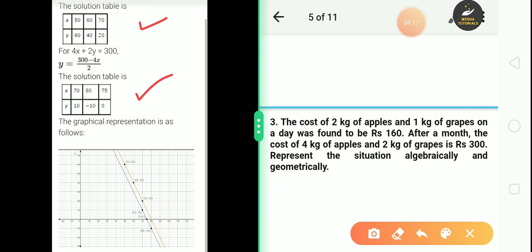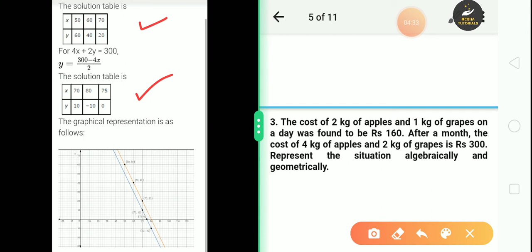Okay, so we can see that both lines are straight lines. Okay, and also we can see that these two lines are parallel to each other. Okay, so this is the graphical representation of the given question.